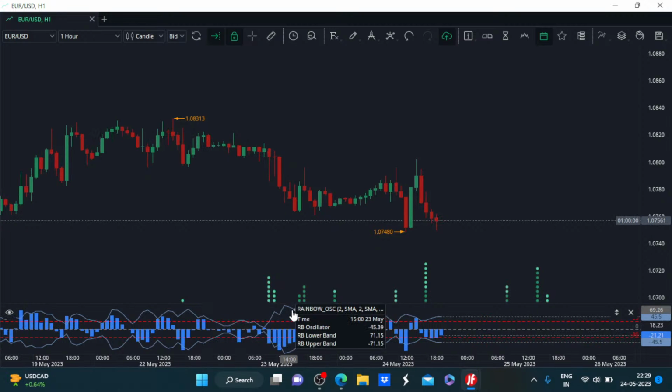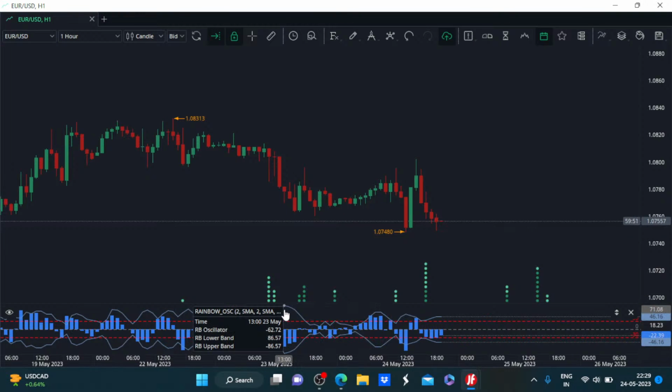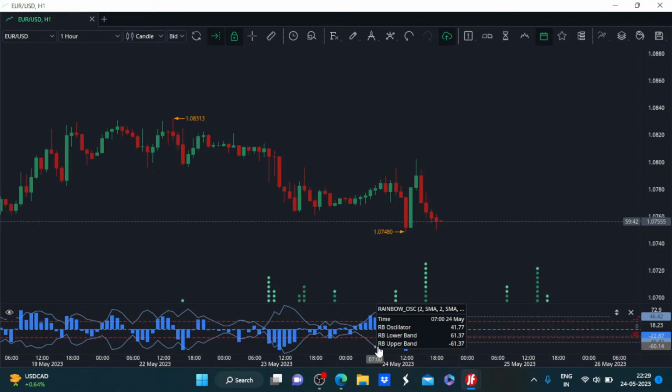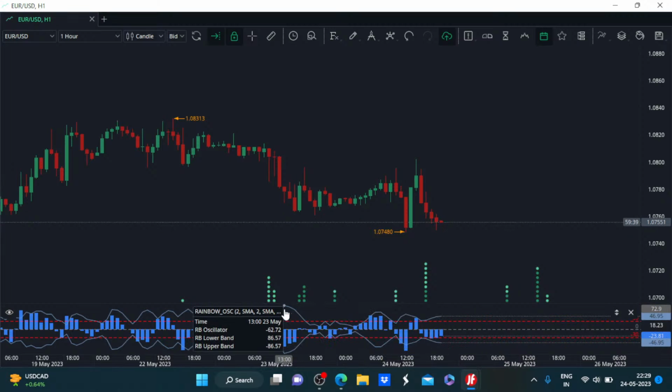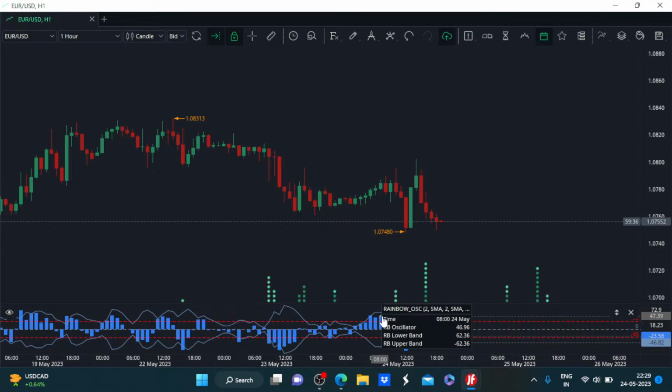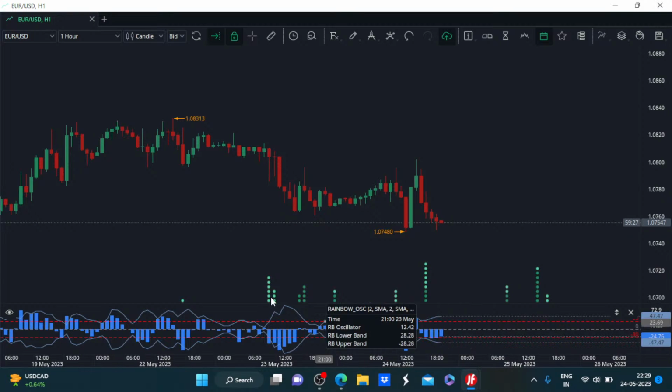For rainbow oscillators output value, the two levels are critical: 80 on the higher side and, sorry, 20 on the lower side and 80 on the higher side. So here we had the RB oscillators value at 46, but if we look at these prior moves, here the RB oscillators value was minus 74.